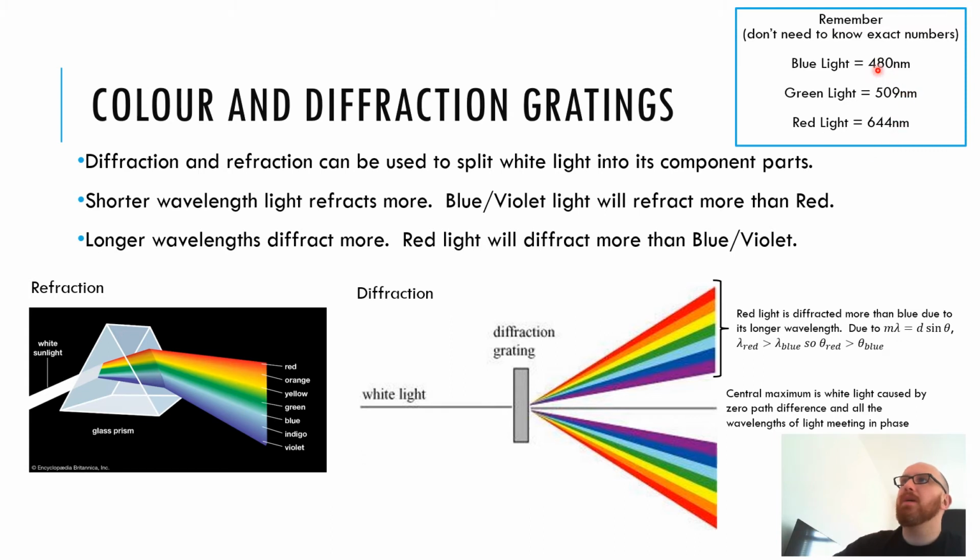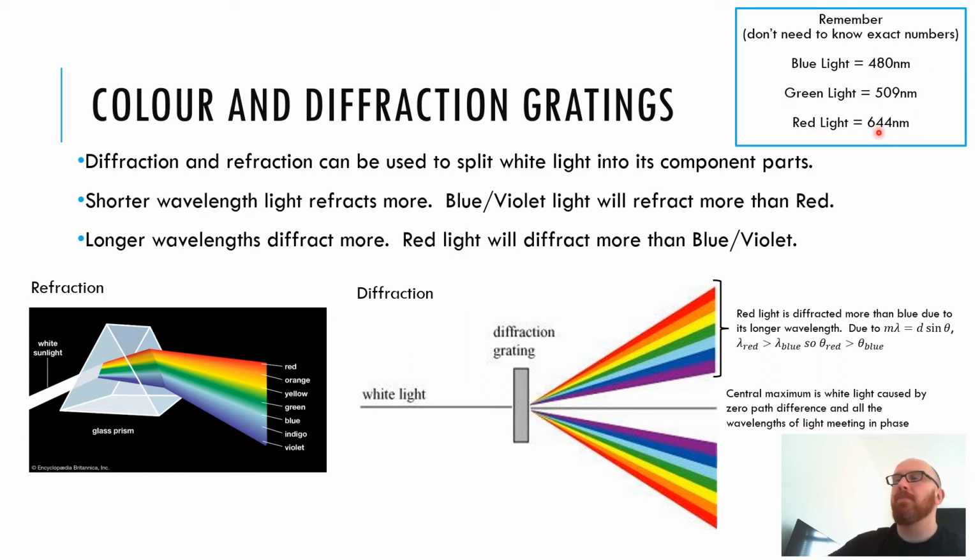Now, these are the general wavelengths of light. You don't need to remember them specifically, but it's important that you know the ballpark figures. So blue light is around about 480 nanometers, green light is around about 500 nanometers, and red light is around about 650 nanometers. So if you think about 450, 480, 500, 640, something around about that, it'll give you an idea. You don't need to know the specific number. If you need to use the number in the calculation, then normally you'll be given it. But it's good to know roughly what these numbers are.